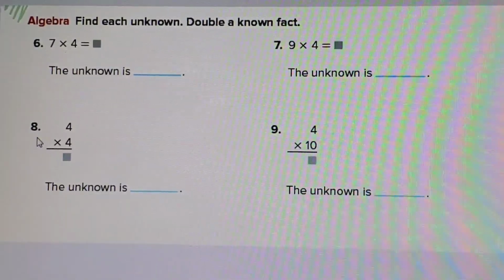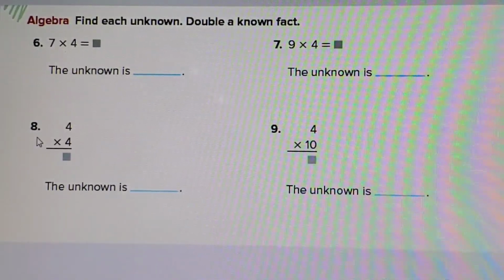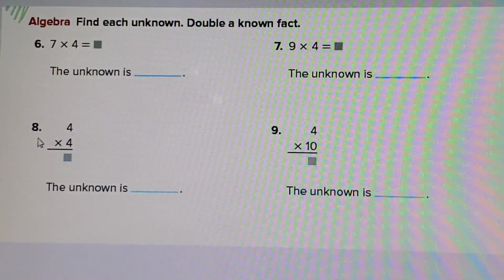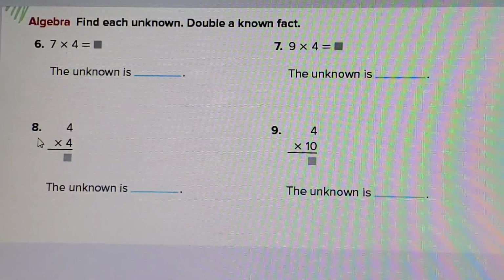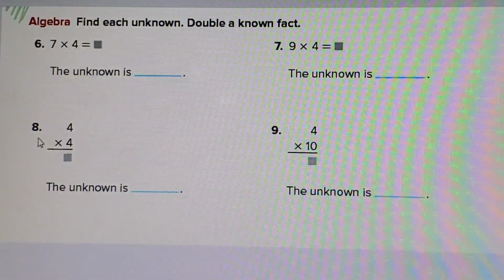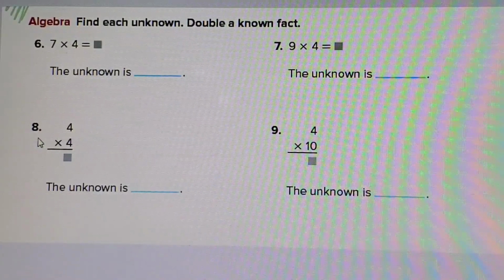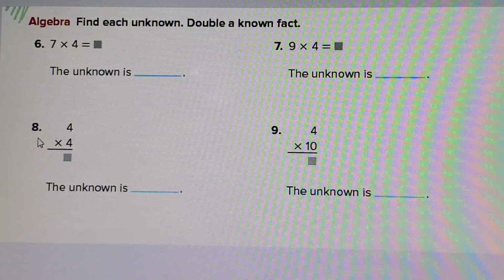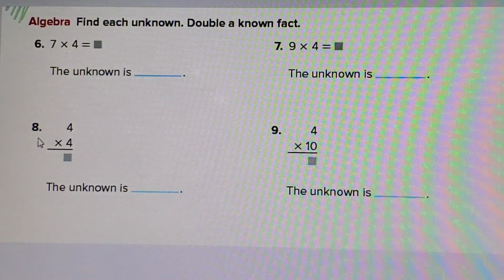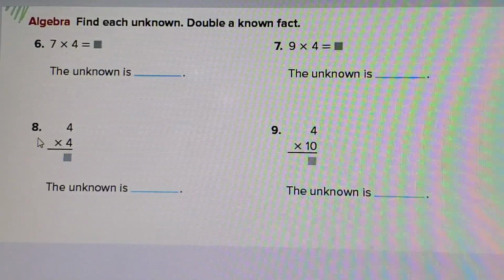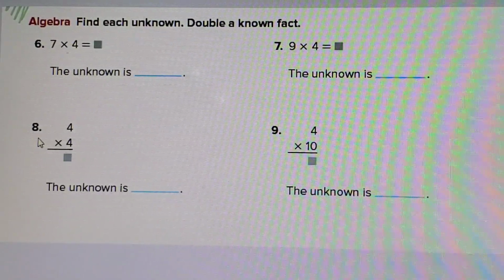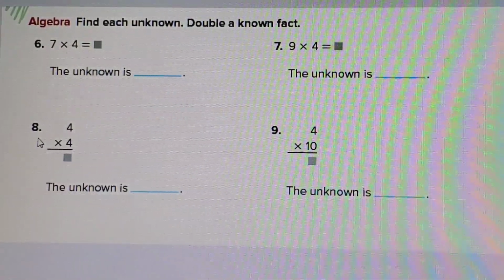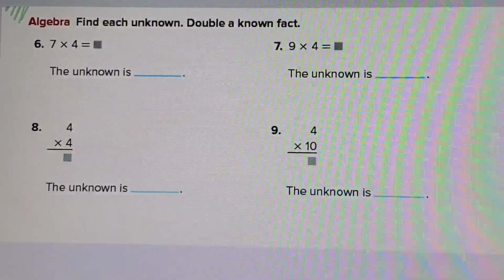On number 8, you have 4 times 4. So 4 times 2 is 8, plus 4 times 2 is 8. 8 plus 8 is 16. Number 9, you have 4 times 10. Now to me, you could decompose the 4 or the 10. I always find it's easier to work with a 10. So I'm going to say 2 times 10 is 20, plus 2 times 10 is 20. 4 times 10 is 40, because 20 plus 20 is 40.